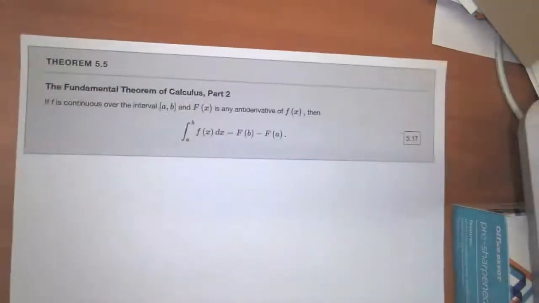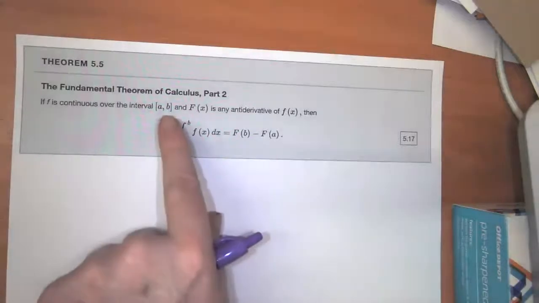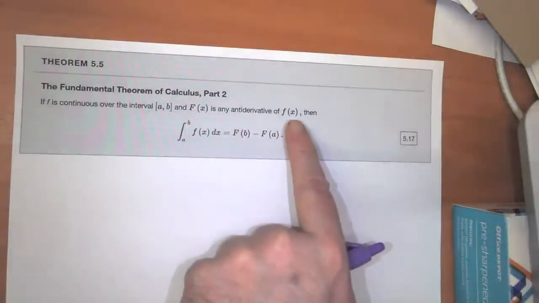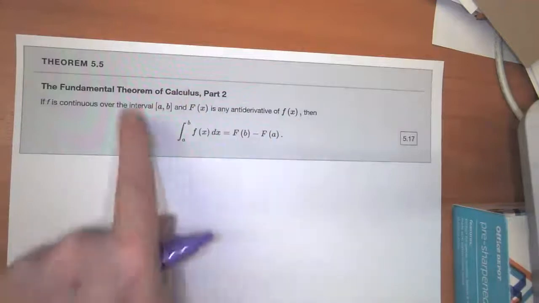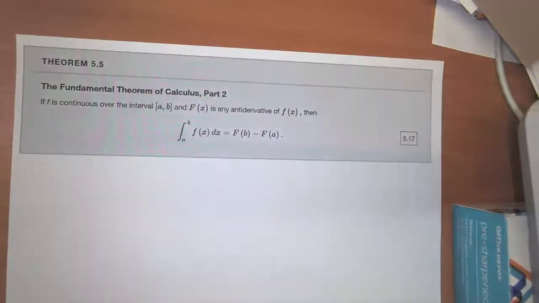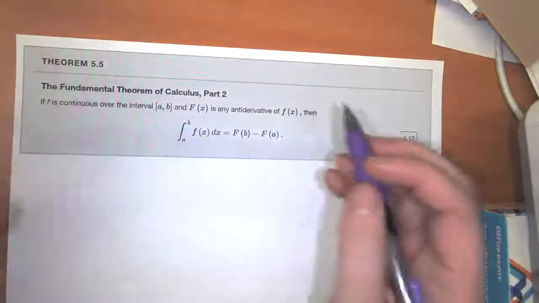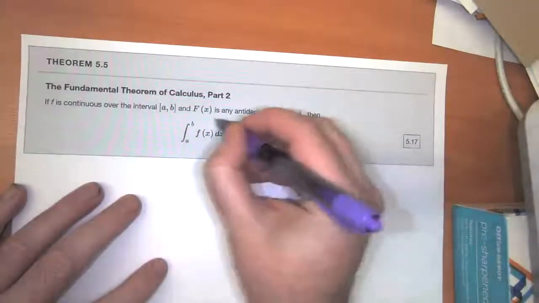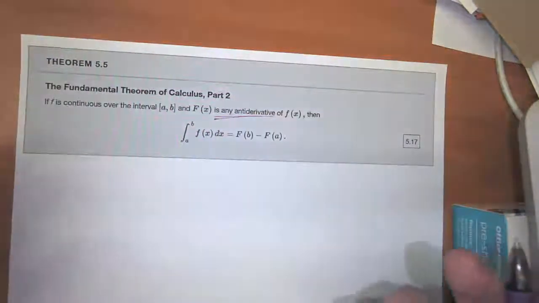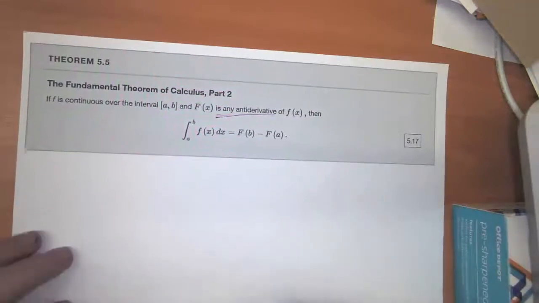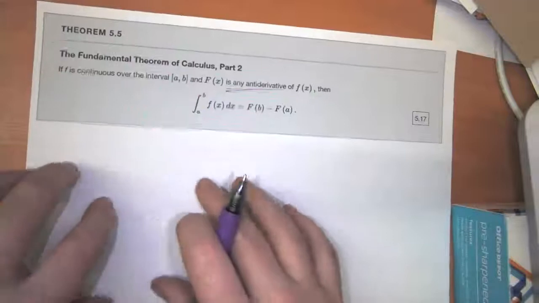All right, so remember the fundamental theorem of calculus says that if f is continuous over the interval a b and big F of x is any antiderivative of f of x, then we can calculate the definite integral of f of x based on that antiderivative. Okay, so that may seem like, how do I know an antiderivative of a function? What kind of functions would I know an antiderivative of? Well, here are some key ideas.